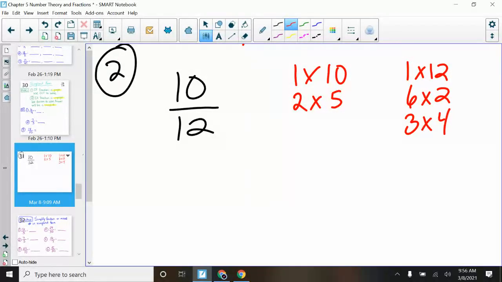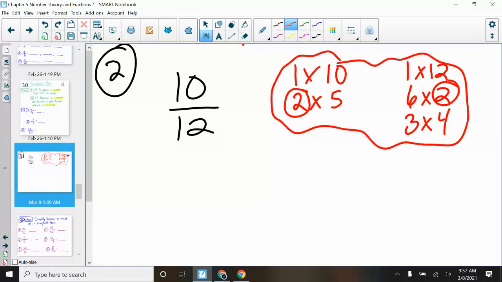Okay, so there's all my factors. If I look at the largest one that they have in common, I see very quickly the one that they share is a 2. For those of you who saw it without having to do all that extra work, that's excellent. I want to get you to that point because this stuff takes time. It takes too much time to have to do all of that. And when you are taking a test within a certain amount of time, we don't want to do things that are going to waste our time.